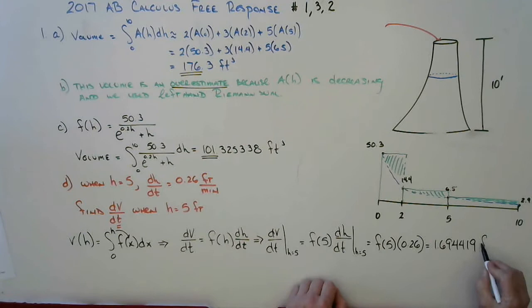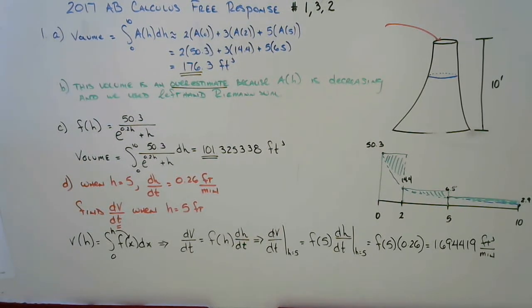dV dt, cubic feet per minute. All right. So that's the fundamental theorem of calculus, part 1. If that went too fast for you, watch the video again. It's not that big a deal. Back it up 3 minutes, watch that part again. Watch that part over and over till it makes sense. All right, so that's question number 1.